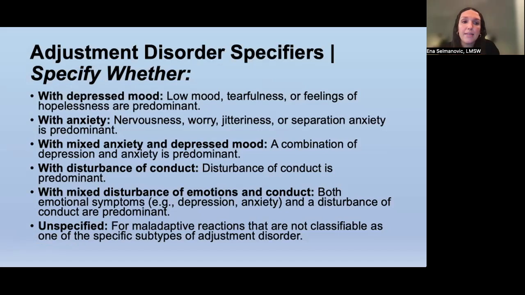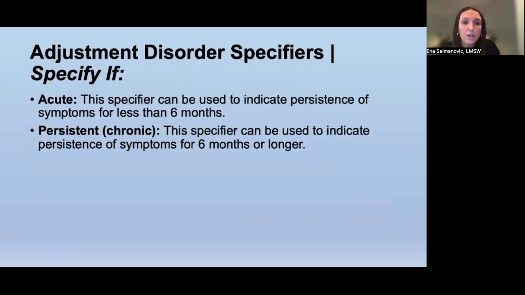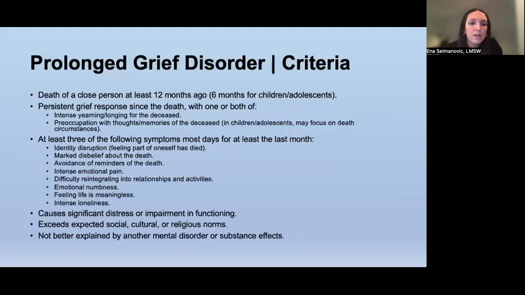reactions to the stressor. And then there's some optional specifiers, which there's two here. One is acute. So the specifier can be used to indicate the persistence of symptoms for less than 6 months. And then I find this next one interesting, persistent or chronic. The specifier can be used to indicate persistence of symptoms for 6 months or longer. Adjustment disorder is intended to be kind of a very short-term disorder, but there is this specifier if these symptoms are ongoing. Next disorder I want to talk about is prolonged grief disorder.